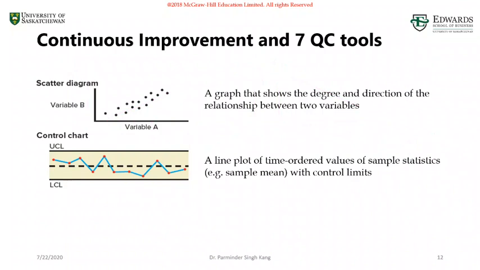The next tool is control charts. Control charts allow you to differentiate between special cause and random cause variation. For any control chart, you're going to have an upper control limit, a lower control limit, and a central line, right? And this blue line is representing the observations from your process.